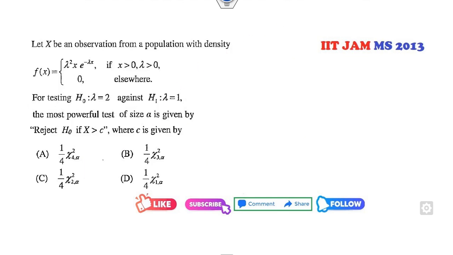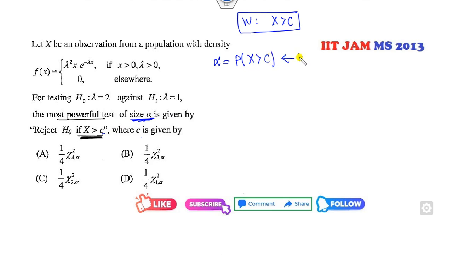Okay, look at this another one. Again, this is the most powerful test. Now in this case, the critical region is already given to you. Fine. There is no need to check that. It's already given to you. Then your target is to find the value of C. What is that C? Size alpha. Alpha means probability of x is greater than C under the case of h naught.